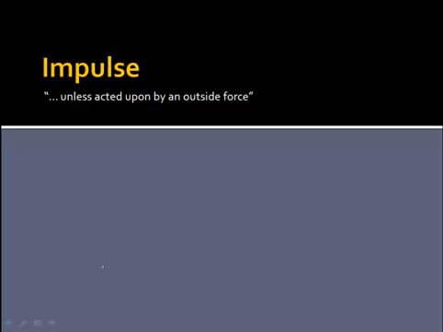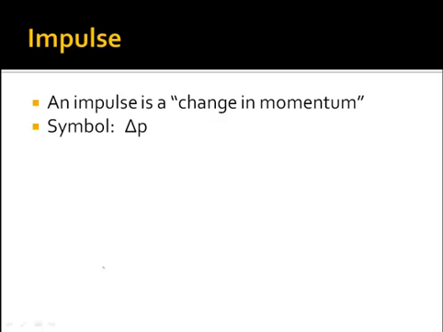When we introduced the topic of momentum, you heard me say that an object in motion stays in motion. That phrase is incomplete. The rest of the phrase is, unless it's acted upon by an outside force. Once a force acts on an object, then its momentum changes. It will either speed up or slow down. When that happens, that's called an impulse. An impulse is simply a change in momentum.